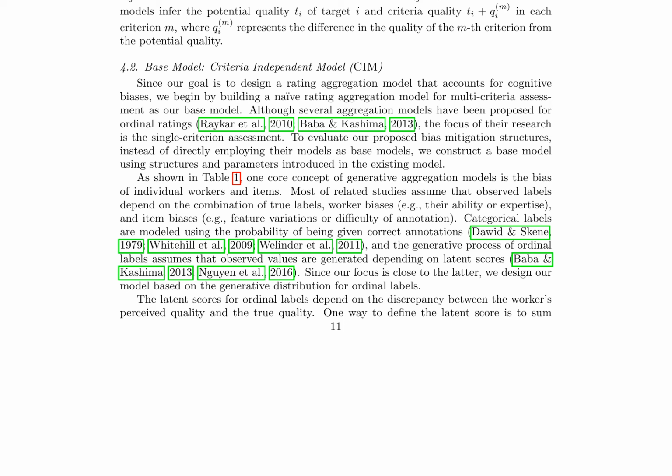The CIM models categorical labels using the probability of being given correct annotations and assumes that observed ordinal labels are generated depending on latent scores. The latent scores depend on the discrepancy between the worker's perceived quality and the true quality, which can be defined by summing the worker's bias and the item's bias.